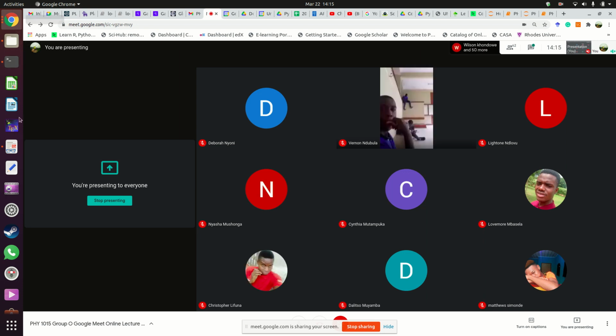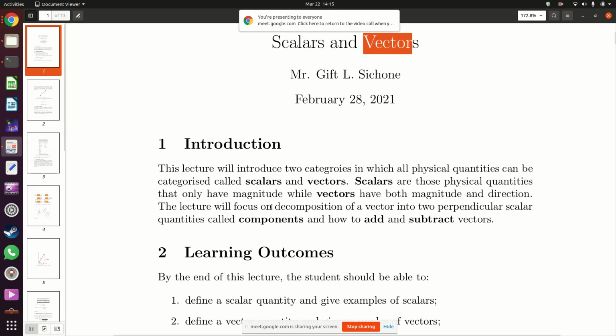Another example of a scalar is time. If you've got a time of, let's say, 15 seconds, then you add 10 seconds, you end up with 25 seconds. Or if you want to subtract from there, again, you can do subtraction. So adding scalars, these physical quantities which only have size, is just straightforward arithmetic. You just add or subtract.